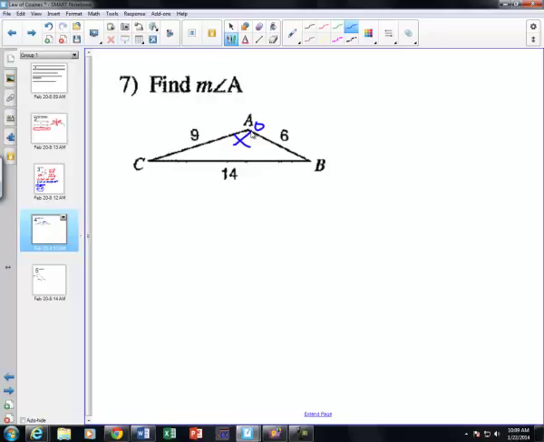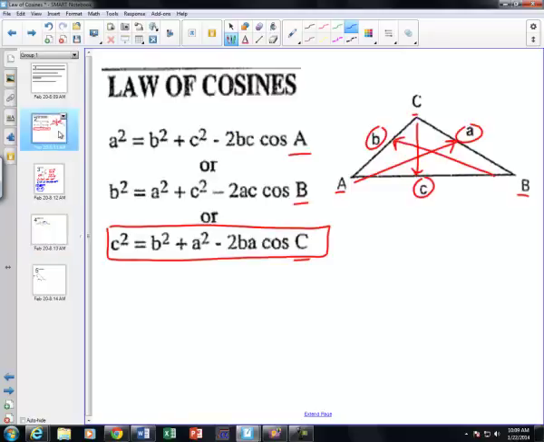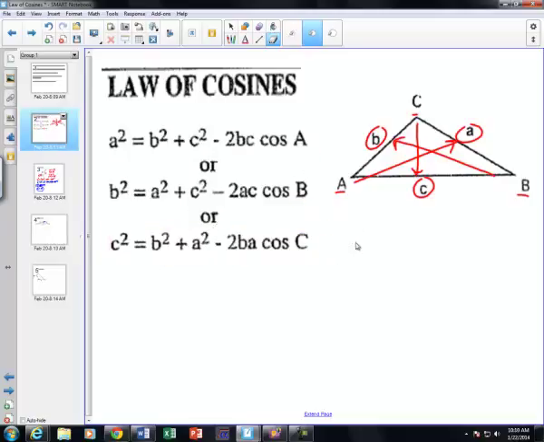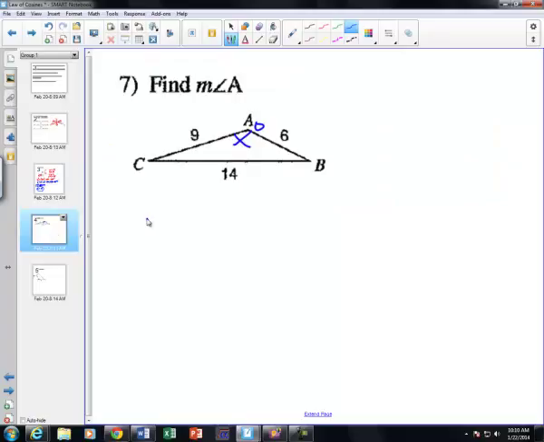So we're going to use law of cosines. And so I'm looking for angle A. So I'm going to use the formula this time that ends with cosine A. So this one right here. And so I'm going to go ahead and write that down for you.